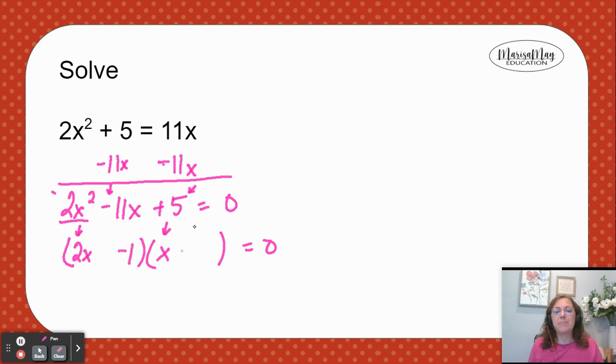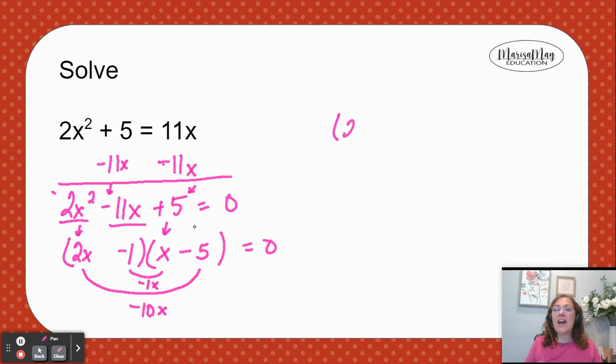But we have to be careful where we place the -1 and the -5. Here's what I mean. I know that the -1 goes in the first parentheses and the -5 goes in the second for this reason. When I multiply the 2x times the -5, I get -10x. When I multiply the -1 times the x, I get -1x. When I add those together, I get -11x, and that's what we want out of this middle term.